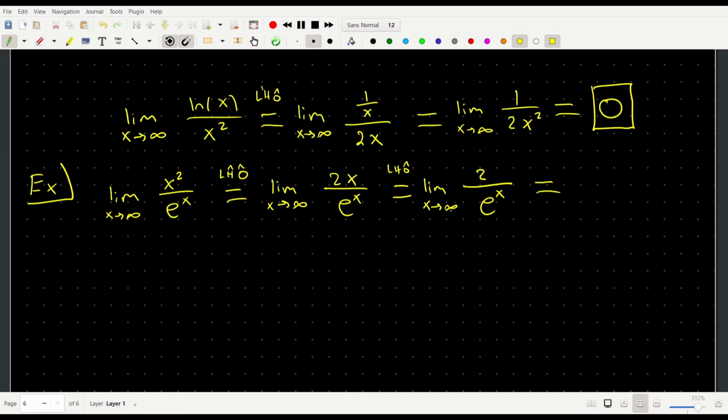And so this limit is going to be the same thing as 0, because e to the x is going to positive infinity as x goes to infinity, and therefore 2 over this very large value as x gets larger and larger, this limit is going to be equal to 0. Because the limit of the denominator is going to infinity.